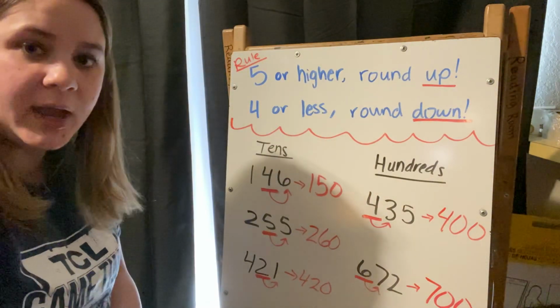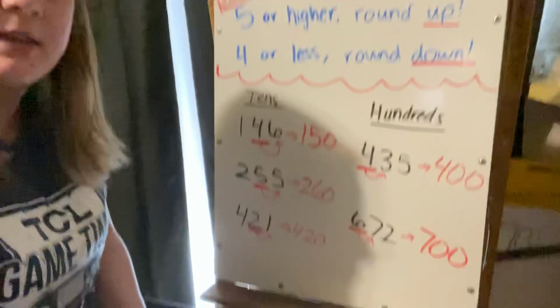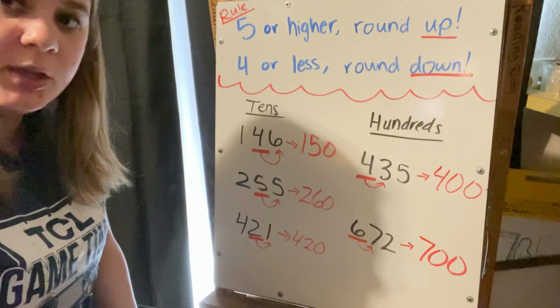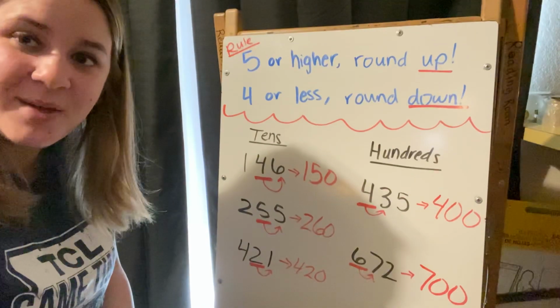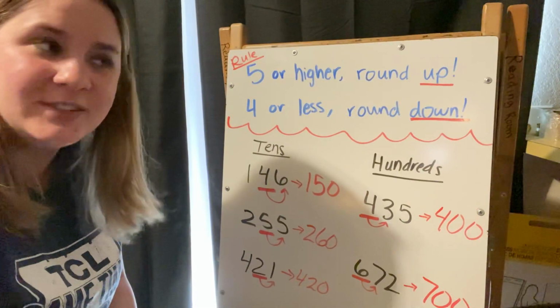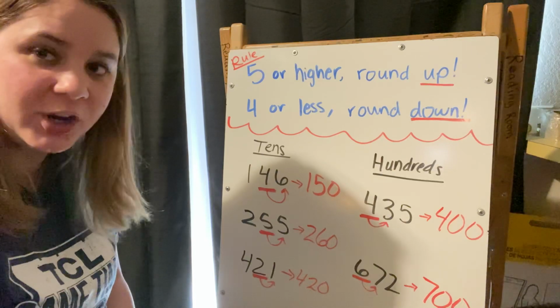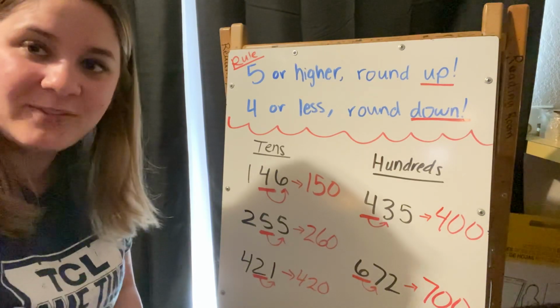And that is how you round. It's a little hard to see. That's how you round with our rule. And if you tried this on a number line, it would get you the exact same answers. And that's always a great way to check if you're unsure until you practice enough to where you feel comfortable with it.